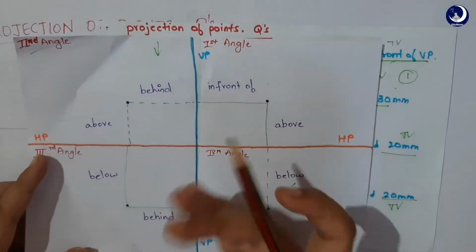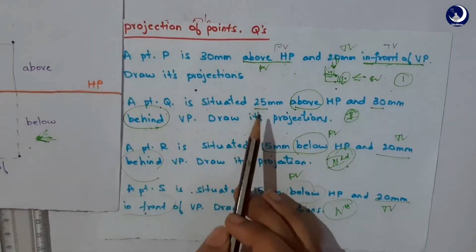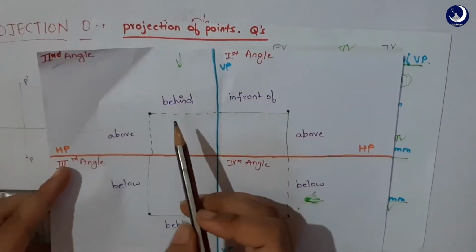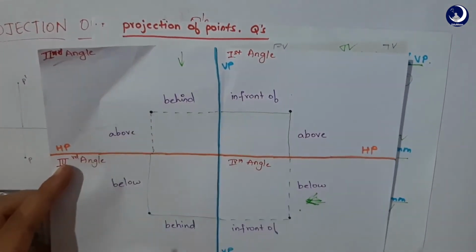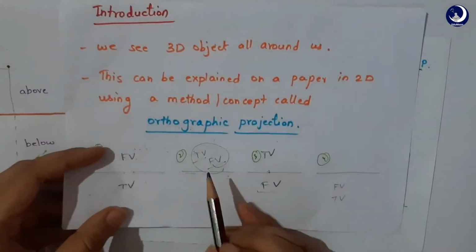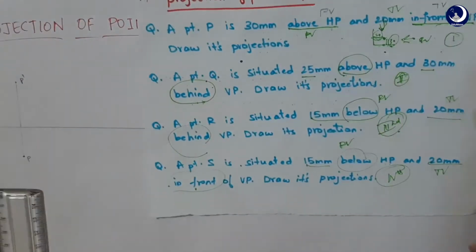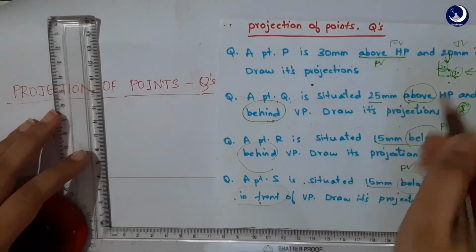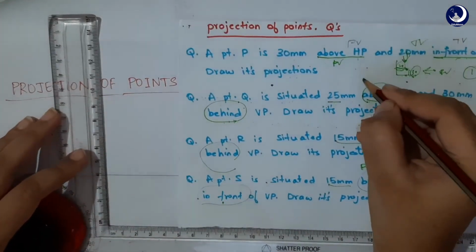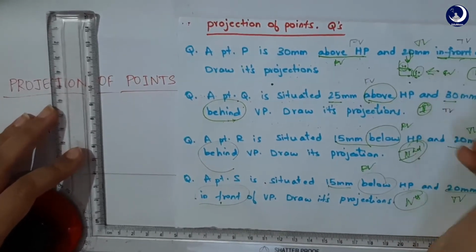Or with your imagination, you can guess which quadrant the point is situated. So above and behind is second angle projection. That means in second angle projection, both the top view and front view are above the reference line. So let us draw the projections now. Above HP, this is the front view, and 30 mm behind VP, this is the top view.